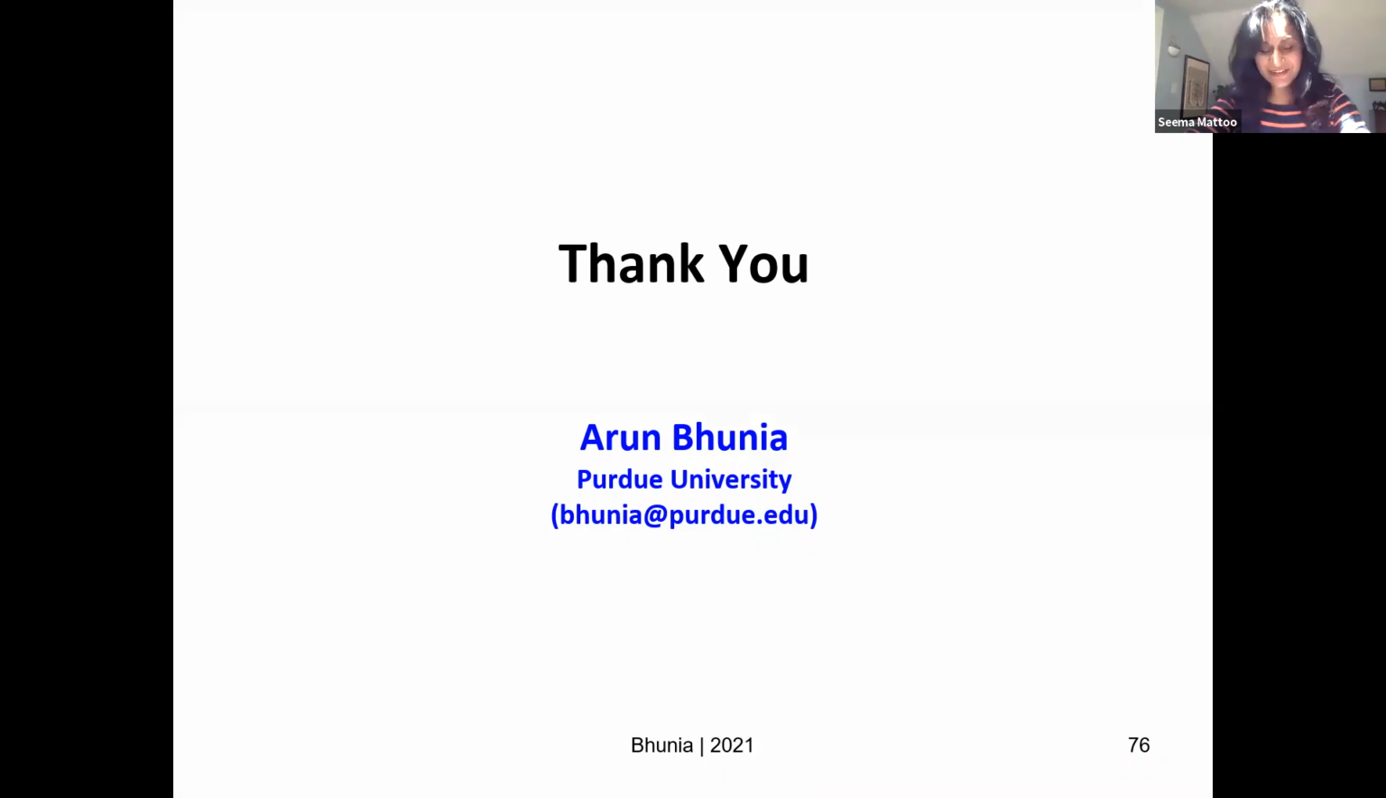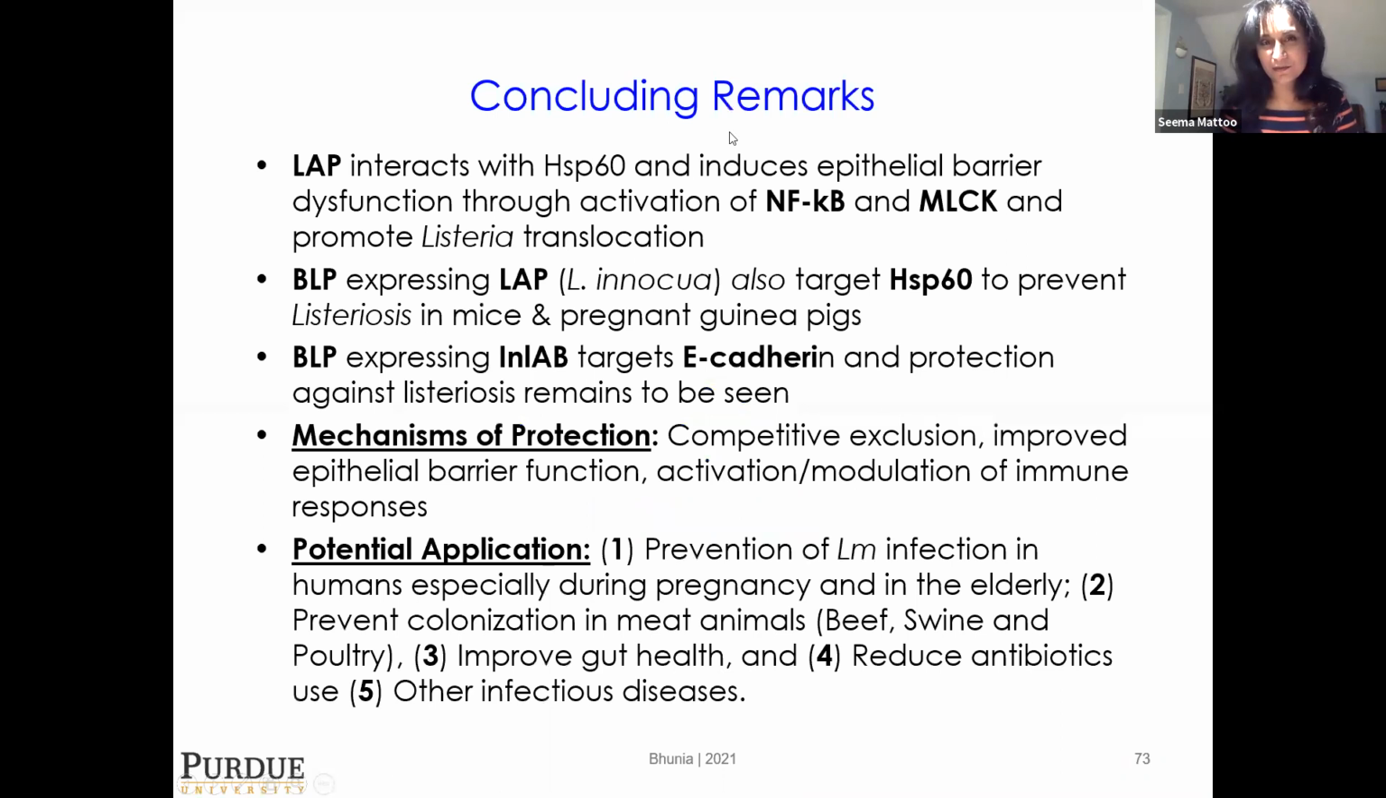Okay. So I'm trying to mechanistically understand this whole phenomenon. Your LAP is getting secreted from Listeria monocytogenes. It comes back and binds to a receptor on Listeria monocytogenes, which is basically what allows LAP to be on the surface of the bacterium. And then this surface-exposed LAP binds to Hsp60 on the eukaryotic cell to open up your tight junctions and continue infection.